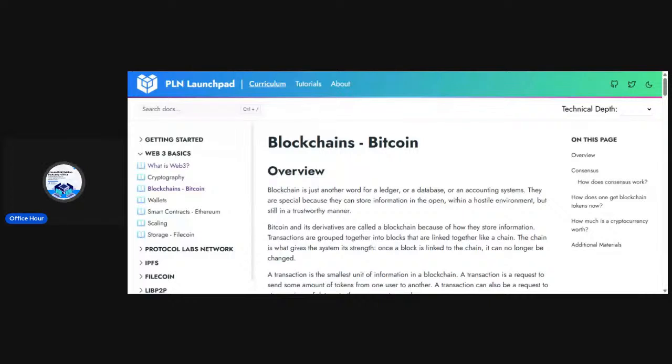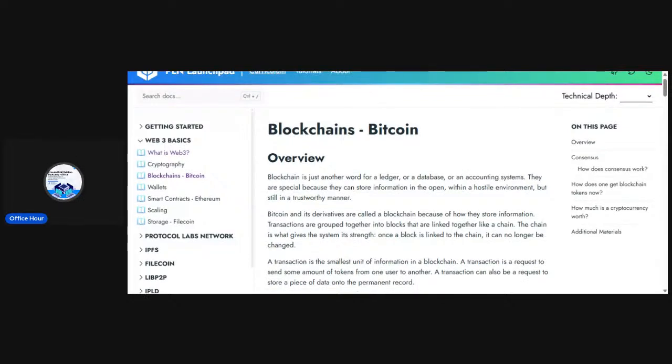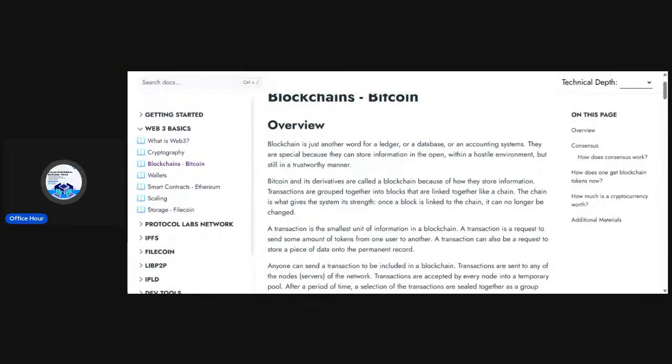Transactions are grouped together into blocks that are linked together like a chain. The chain is what gives the system its strength. Once a block is linked to the chain, it can no longer be changed. A transaction is the smallest unit of information in blockchain. A transaction is a request to send some amount of tokens from one user to another. A transaction can also be a request to store a piece of data into a permanent record.